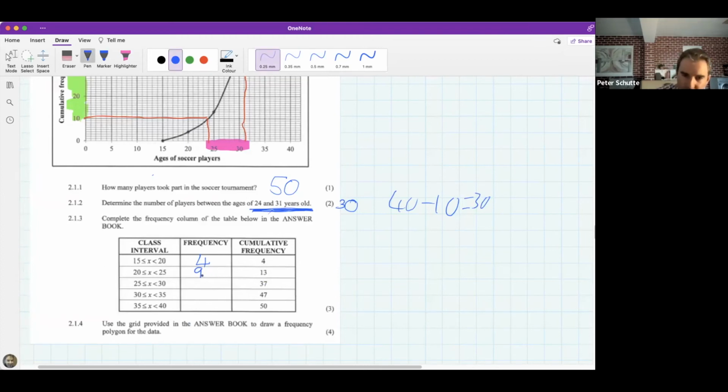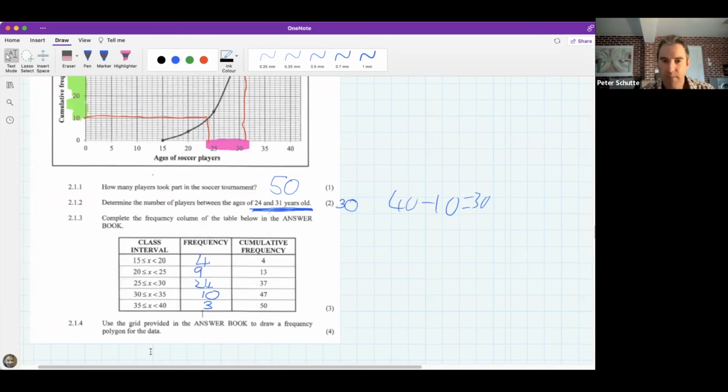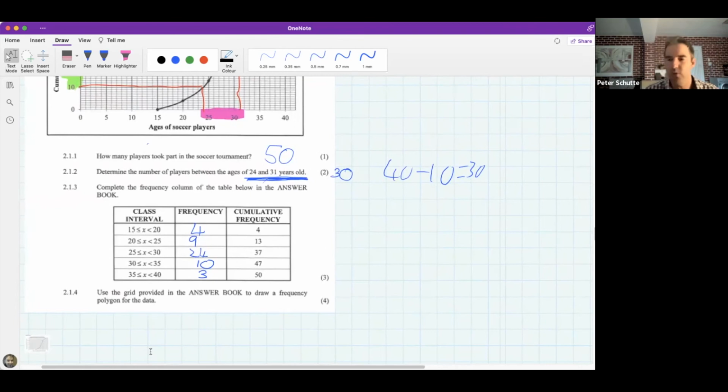So I have to ask myself, what do I need to get to? So to go from 13 to get to 37, I'm going to have to go 24. 13 plus 24 gives me that. That one's going to have to be 10. And then this one is going to have to be 3. Okay. Now, sometimes they do it like that. They almost give you one of the columns and you have to be able to work backwards. So it's important that you know how to do that.